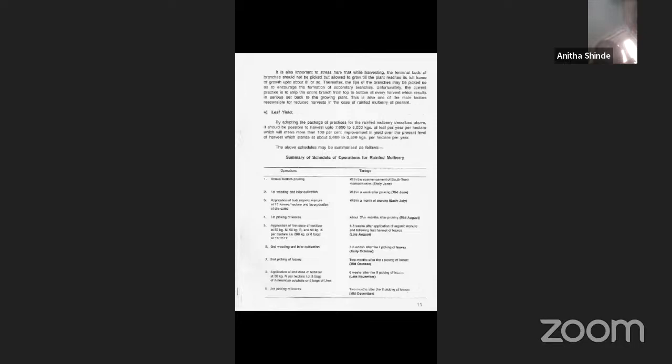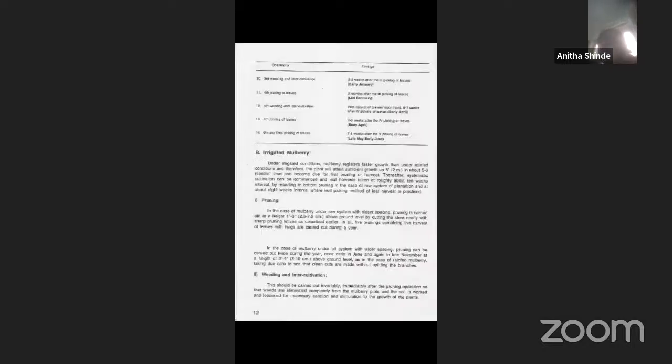So here the above schedule may be mentioned. They have given a summary of the schedule of operations for rain-fed mulberry: annual bottom pruning and its timings, then first weeding, then application of bulk organic manure. So they have given the summary of the schedule of operations for the rain-fed crop. This is all about the operations.